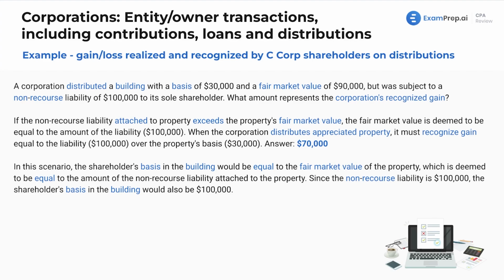Now, in this scenario, the shareholder's basis in the building would be equal to the fair market value of the property, which is deemed to be equal to the amount of the non-recourse liability attached to the property. And since the non-recourse liability, probably a mortgage, is $100,000, the shareholder's basis in the building would also be $100,000. All right, not bad. Keep powering through.